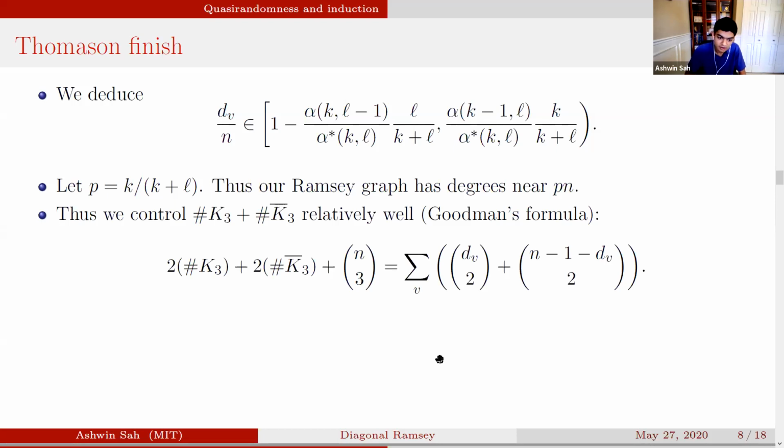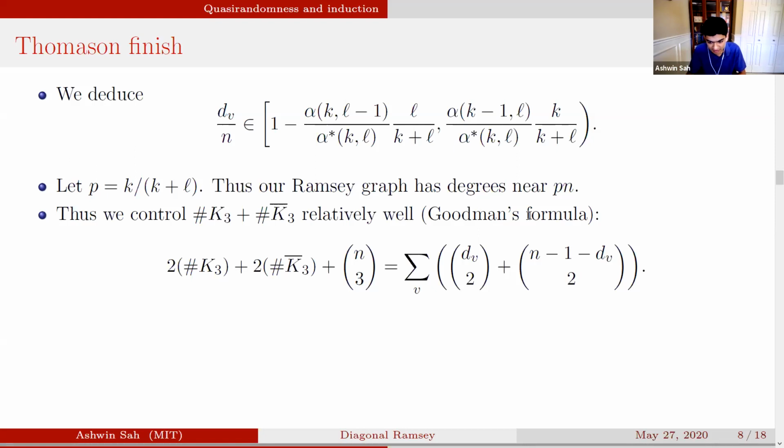So in particular, we can control the number of triangles plus the number of independent sets of size 3, like non-triangles, relatively well. And the reason is, if you double count over triples of vertices in 2 different ways, you can actually show the following formula, which basically allows you to control the sum of the triangle count and the independent set size 3 count in terms of the degree sequence. So this is sometimes called Goodman's formula.